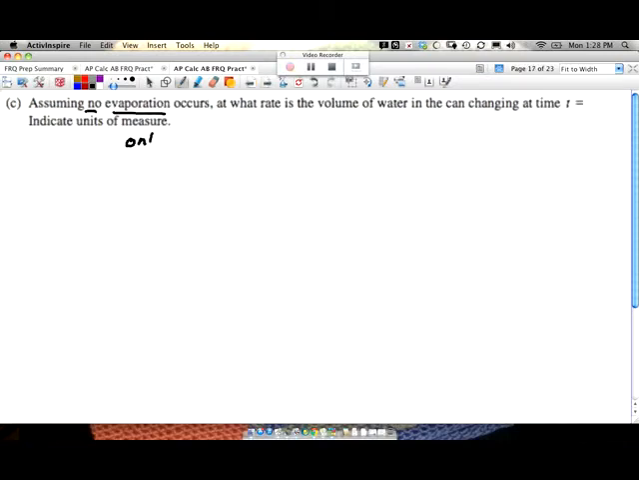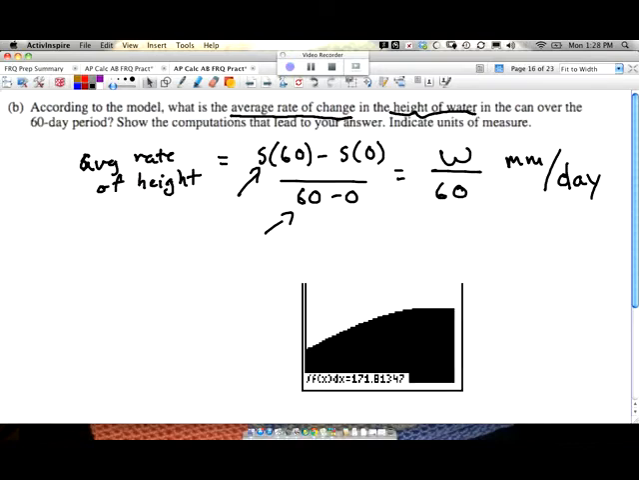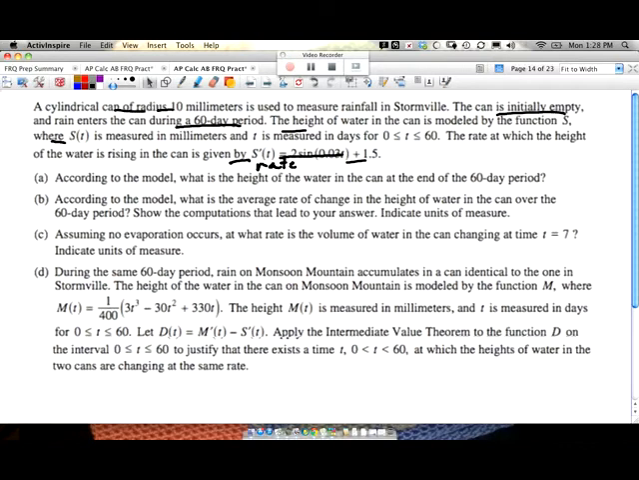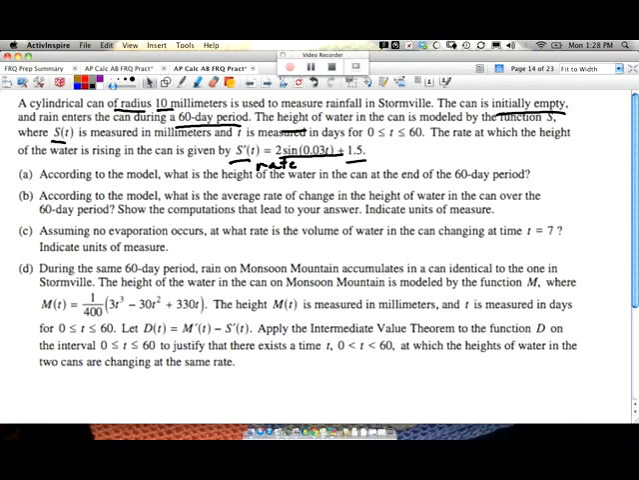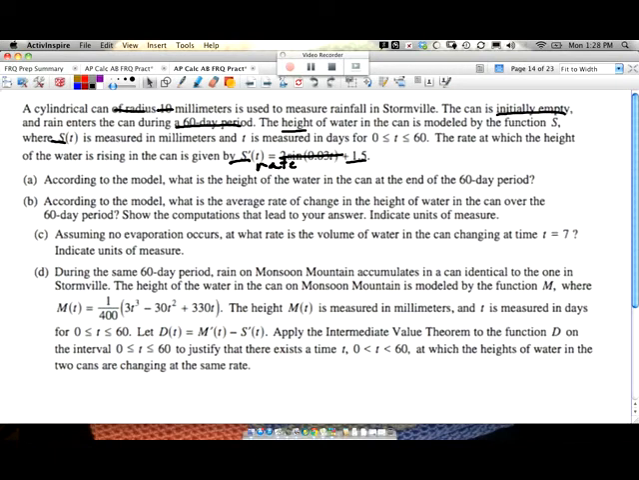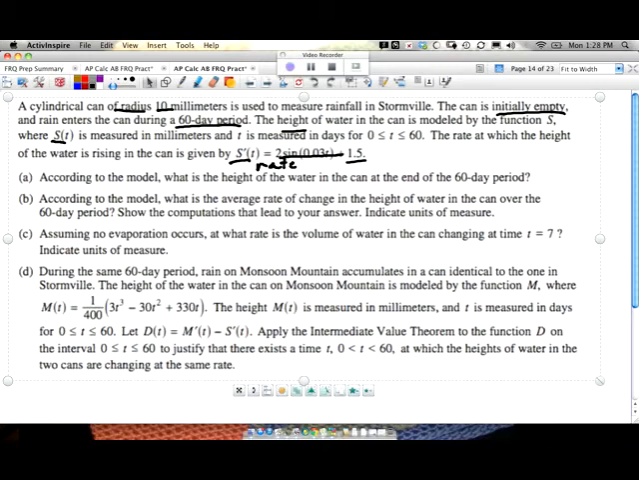Assuming no evaporation occurs. That means only input, no output. It's only coming in. There's nothing going out. At what rate is the volume of the water in the can changing at time t equals? I'm missing something there. Let's take a look. T equals what? Who knows? At t equals 7. Take that back. There we go. At t equals 7. That's what I'm looking for.